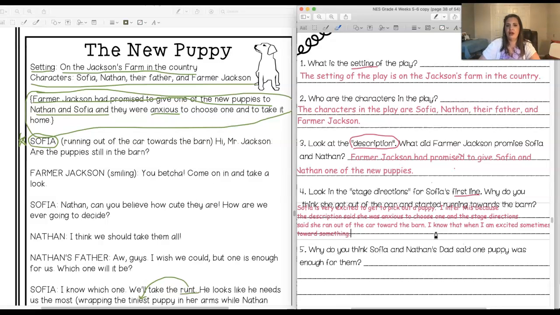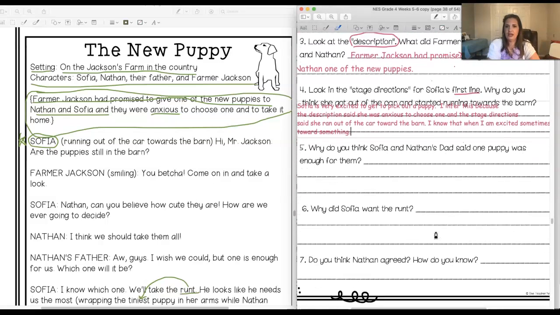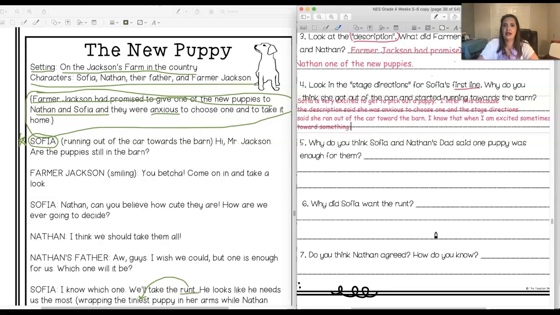Okay, number 5. Why do you think Sophia and Nathan's dad said one puppy was enough for them? Look for your clues, make an inference, take your schema and the clues, and write out your sentence. And when you're finished, push play.